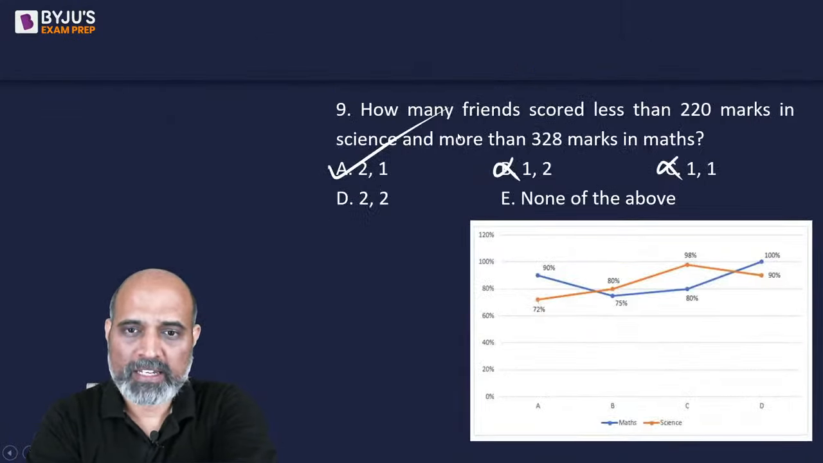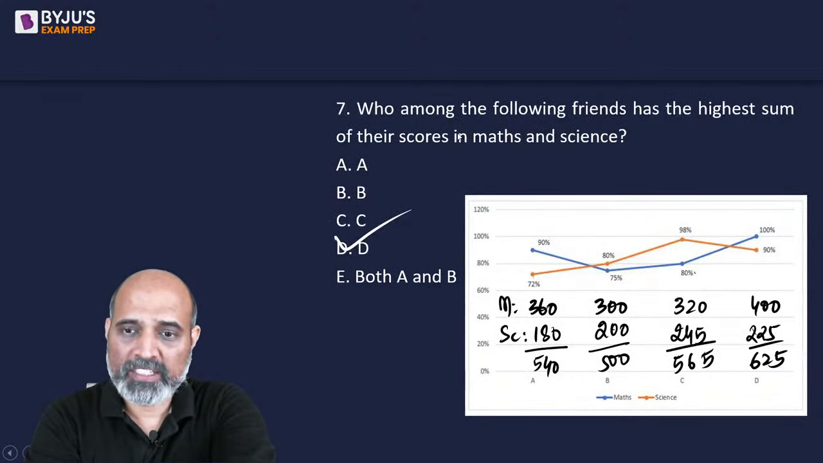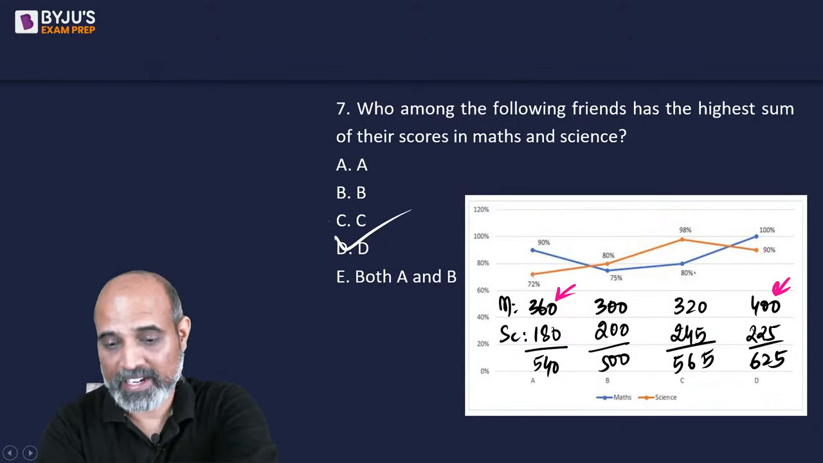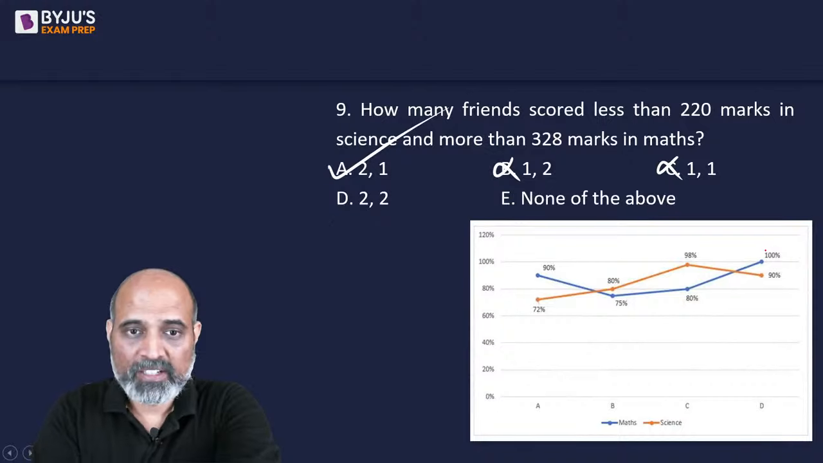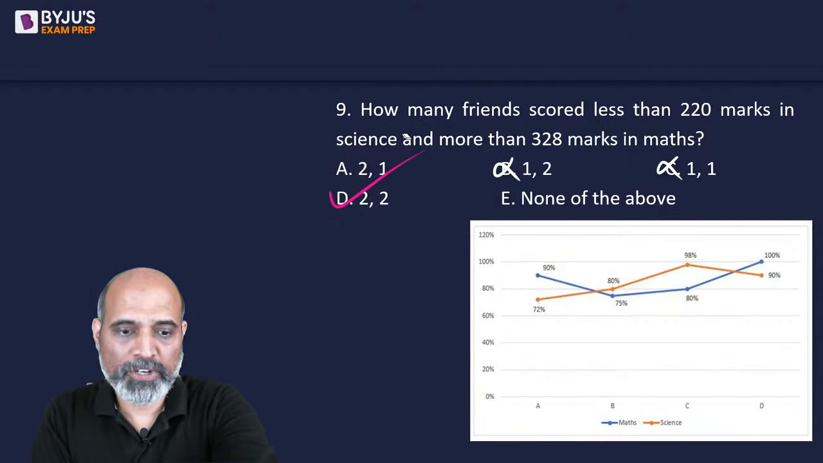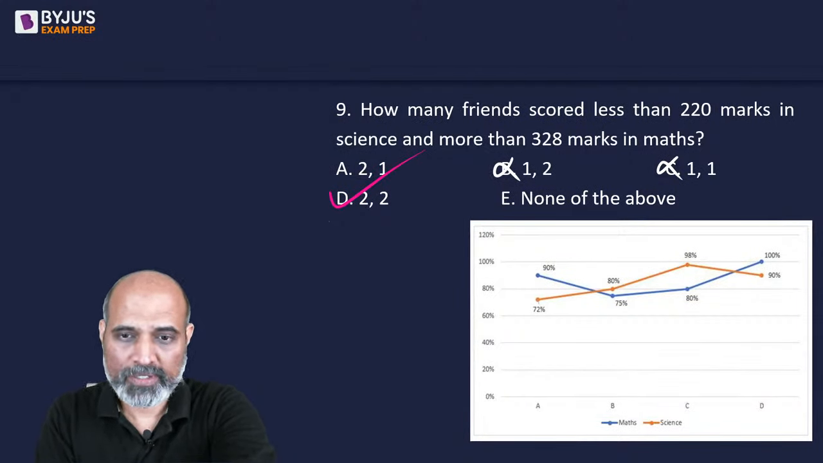Question number 9 ka answer is D. More than 328 marks in maths. Acha, haan, 360 and 400. Sorry, I read that as 300. Okay, it should be D. Thanks for pointing that out, Anjila.